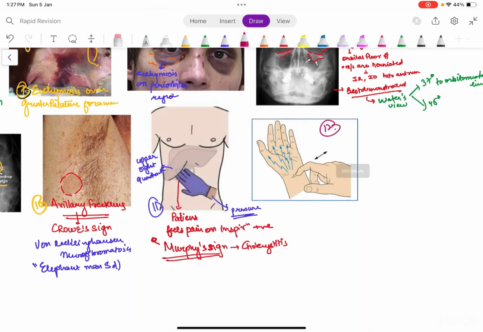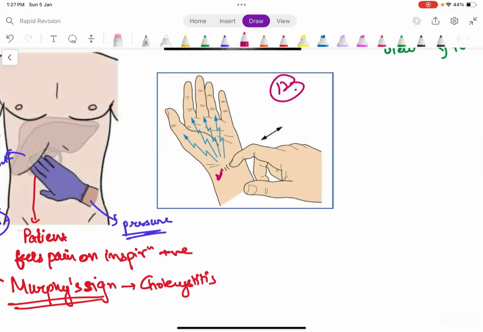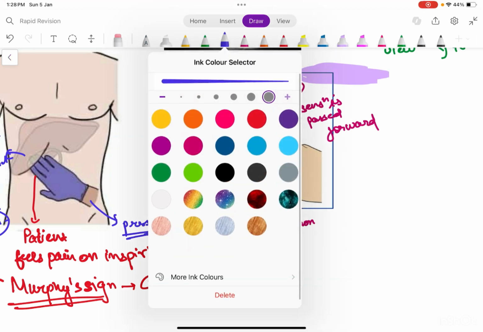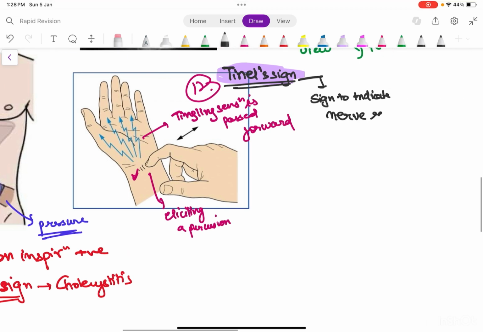Now last, then we will talk about others in the next video. The 12th. What you can see is they are eliciting a percussion, and what we see is that a tingling sensation is passed forward. This is the Tinel sign. What is Tinel sign? Usually this is the sign to indicate nerve regeneration.